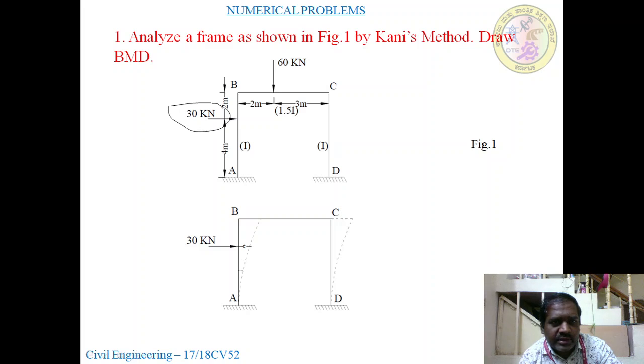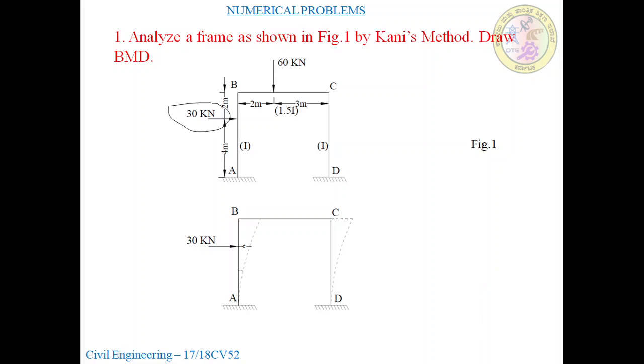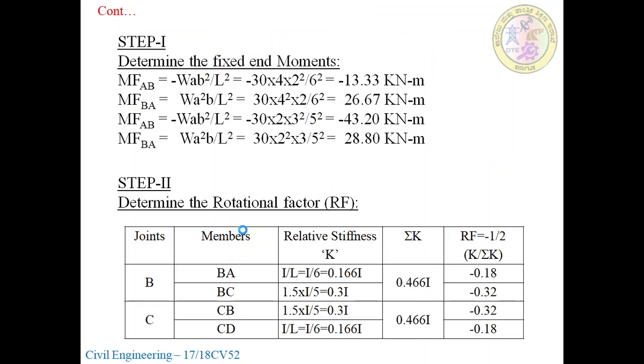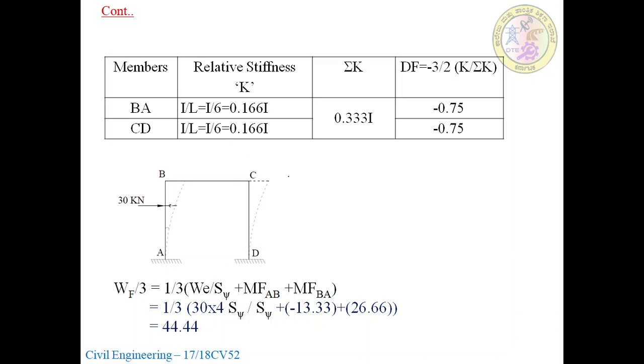So 30 kilonewton is the horizontal force, and at the vertical we have 60 kilonewton, but there is no that much effect from the 60 kilonewton. Only the horizontal force will be affecting here. So again we have to calculate the fixed end moments and determine the rotational factors for BA, BC, CB and CD. It will be the same procedure, but here we have to calculate for BA and CD, the vertical members, because that will be very effective while you have a horizontal force.